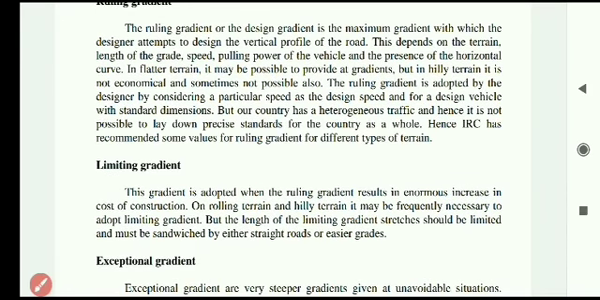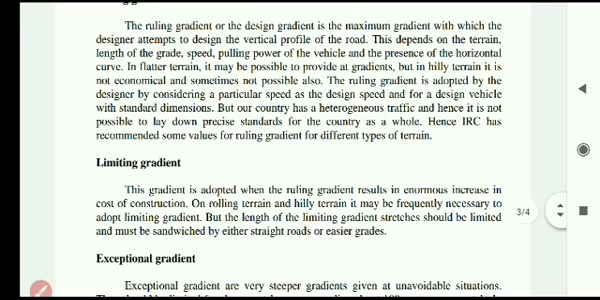This gradient is adopted when the ruling gradient results in an enormous increase in the cost of construction. On rolling terrain or hilly terrain, it may be frequently necessary to adopt limiting gradient. Limiting gradient is, in general, that gradient which is provided across the limiting section of the road. So where we can't achieve ruling gradient across that stretch of road or ground profile, we can provide the limiting gradients.